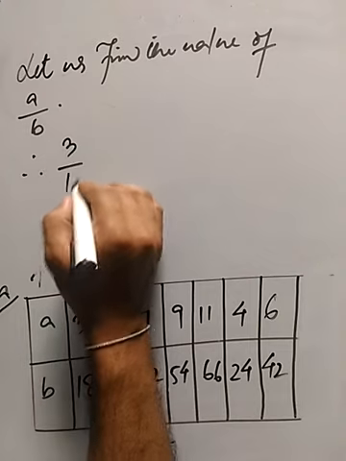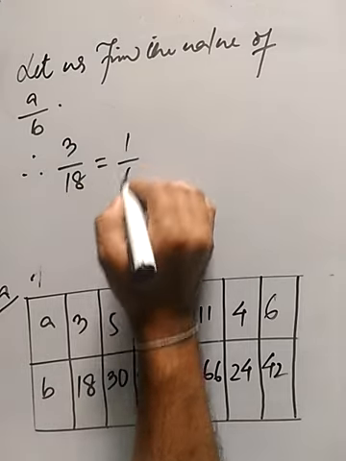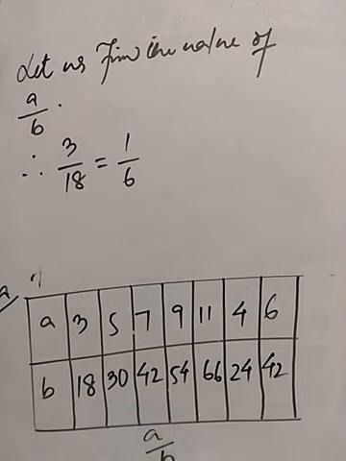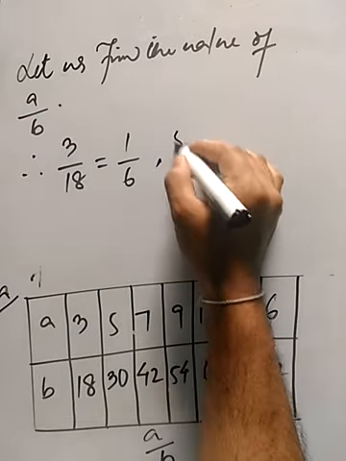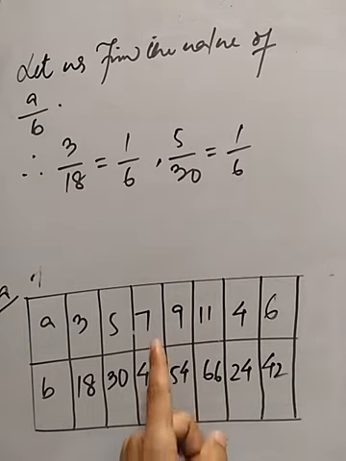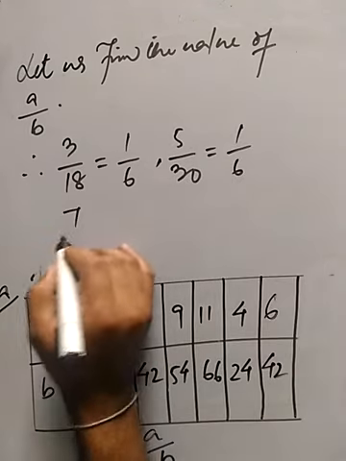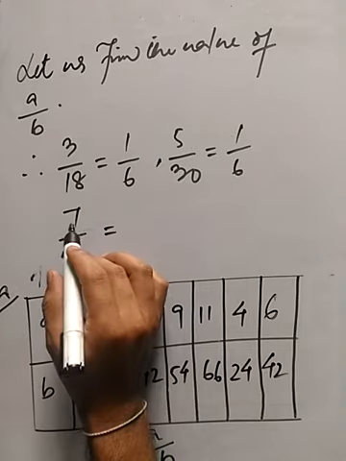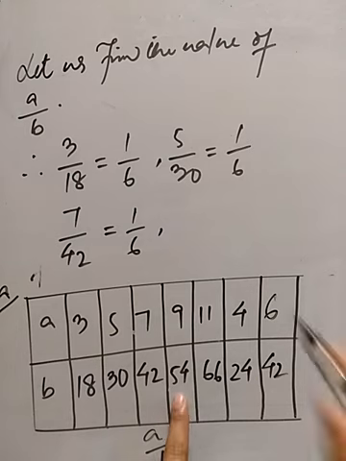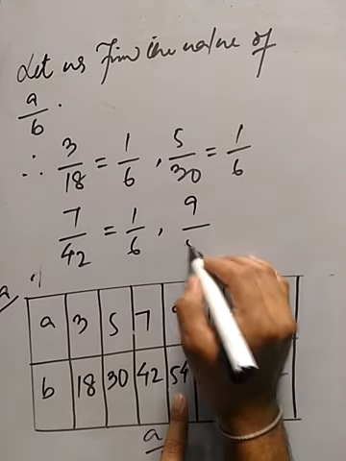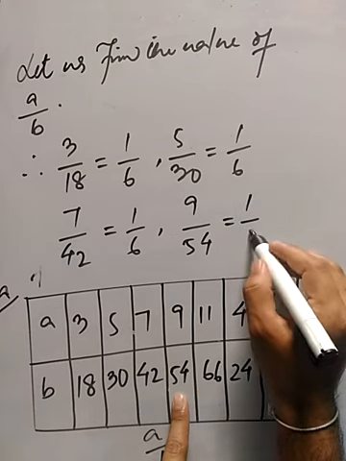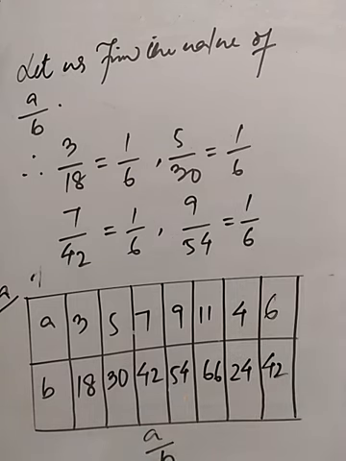So 3 by 18 means we'll get 1 by 6. Why 1 by 6? 3 1s are 3, 3 6s are 18. Like that you can find here 5 divided by 30. We'll get 1 by 6 as well. Next is 7 by 42. 7 6s are 42. So it will be again 1 by 6. Next is 9 by 54. 9 1s are 9, 9 6s are 54.